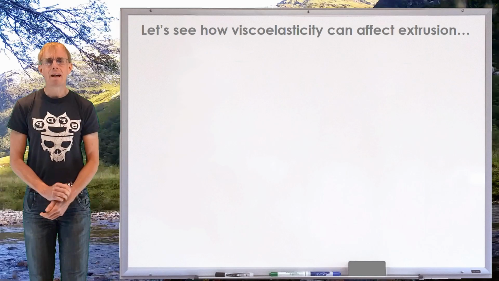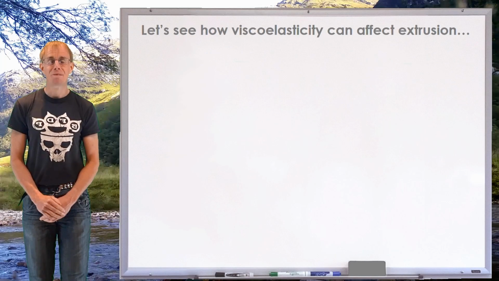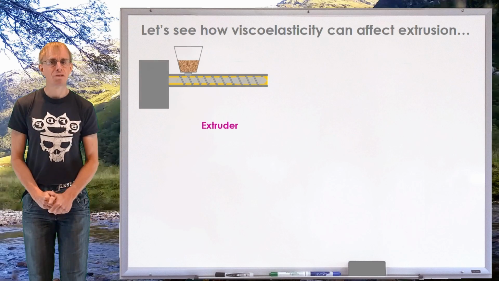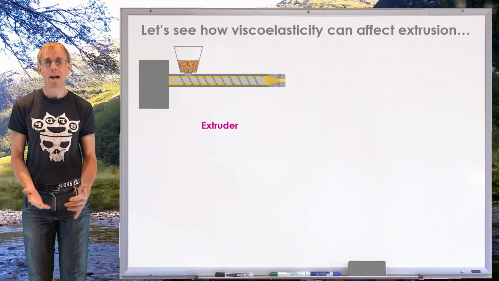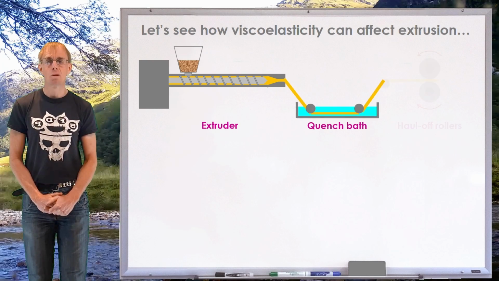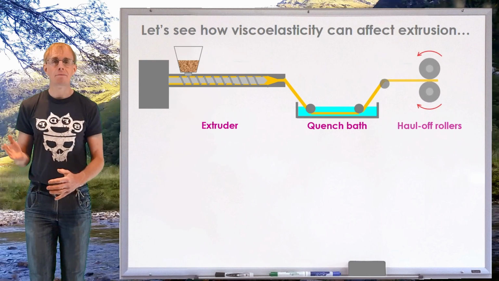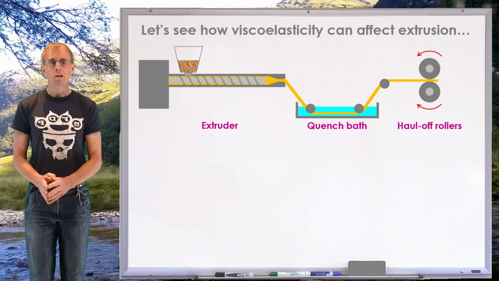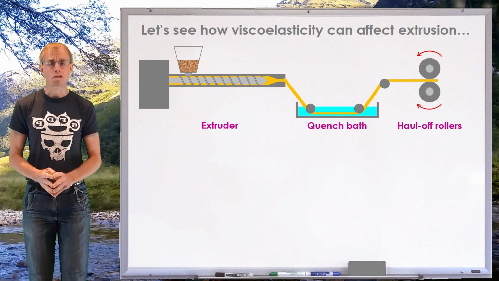So, let's have a look at a simple extrusion line. By now, I no longer need to explain what the extrusion line looks like. We have our extruder, we have our die, we have the product coming out of our die being quenched in a quench bath of some sort, and then we have that product being hauled off by haul-off rollers.